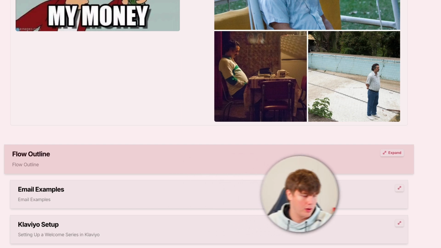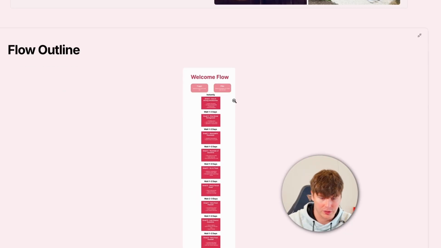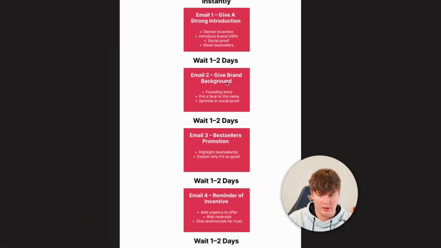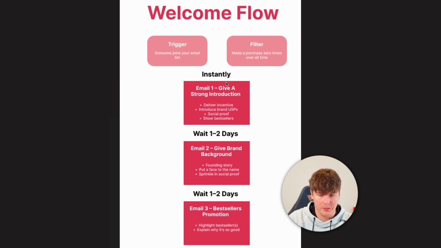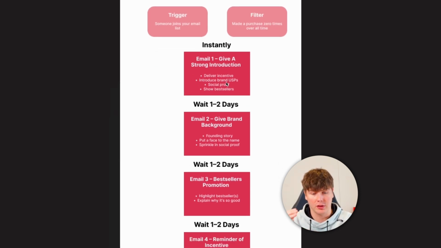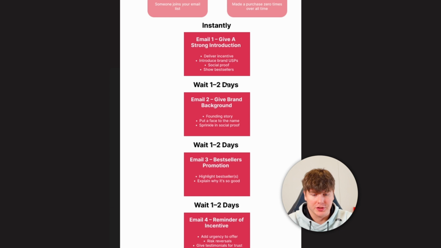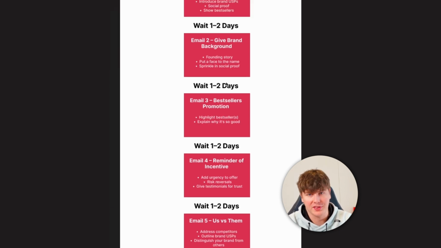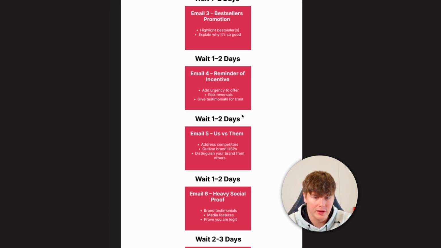All right, let's get into the flow outline. This is what I was talking about in more detail. I mentioned the trigger and filter above, but this is what I recommend in each flow: how many emails I recommend in the welcome series, time delays, and what to put in each email. Email 1: give a strong introduction, deliver the incentive, introduce brand USPs, social proof, show bestsellers. I'm not going to mention the time delays, you can read that. Email 2: give brand background, founding story, put a face to the name, sprinkle in some social proof. Email 3: bestsellers promotion, highlight bestsellers, explain why they're so good.